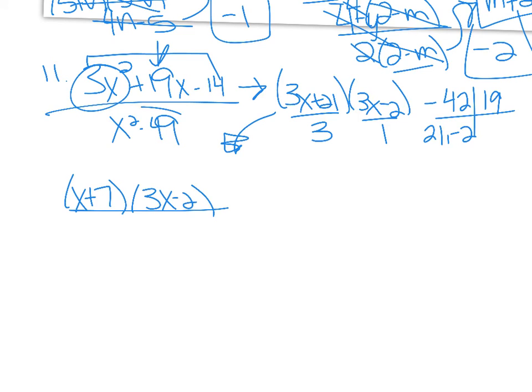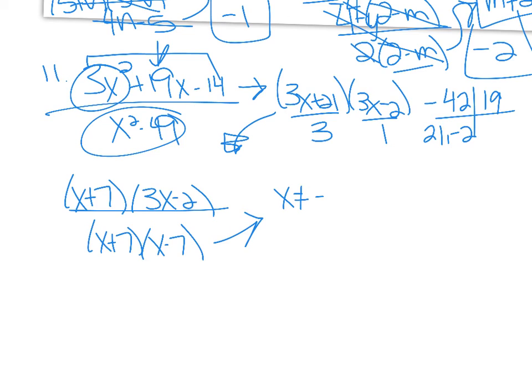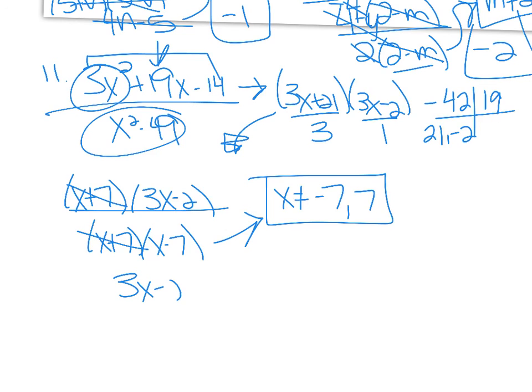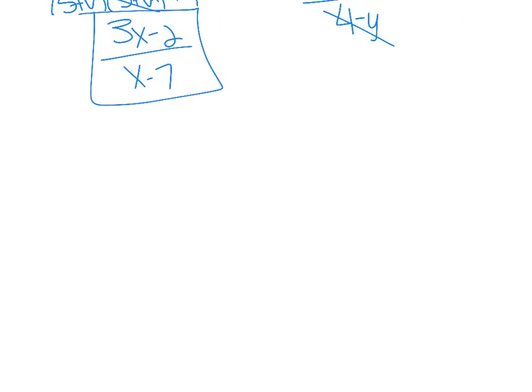In my denominator, that x squared minus 49 is a difference of squares. So I get x plus 7 times x minus 7. If we do our excluded values, we should have x cannot equal negative 7 for that first factor and a positive 7 for that second factor. And then go back, cancel out my common factors, those x plus 7s, I'm left with 3x minus 2 over x minus 7. It's just a little bit tougher factoring.